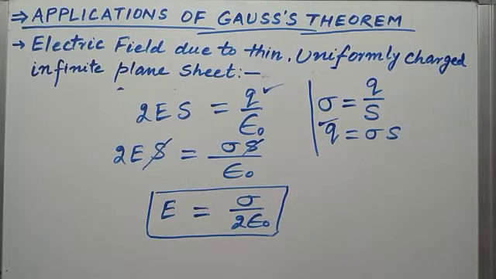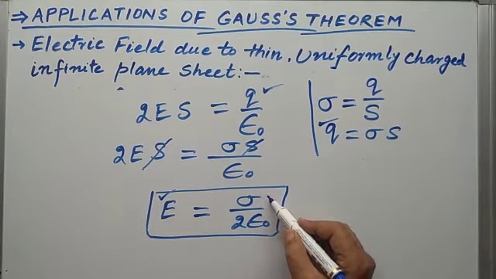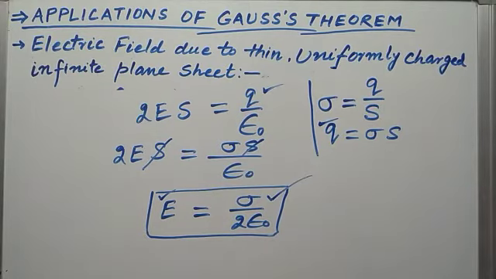This expression gives an important result. Think over it. It is very clear that the electric field due to a sheet depends only on the surface charge density and not on the distance R of the point of observation. In the vicinity of the sheet, the electric field is uniform.